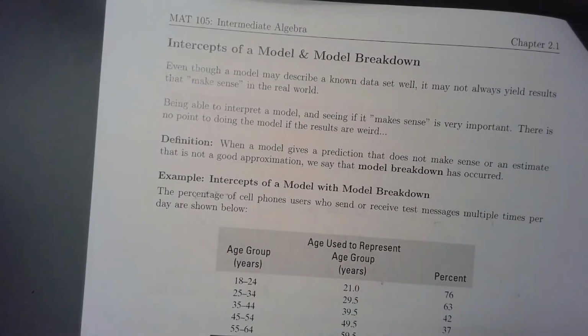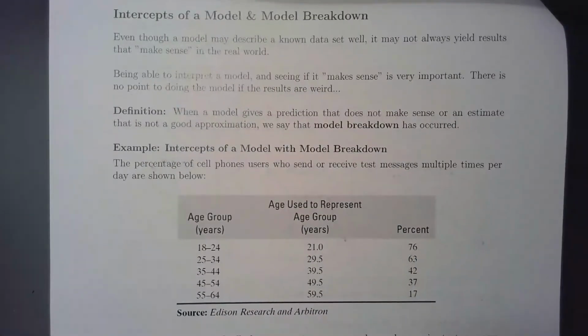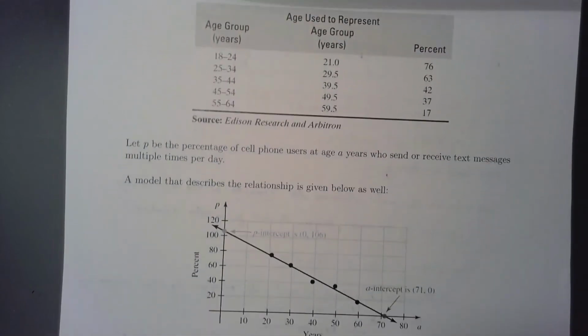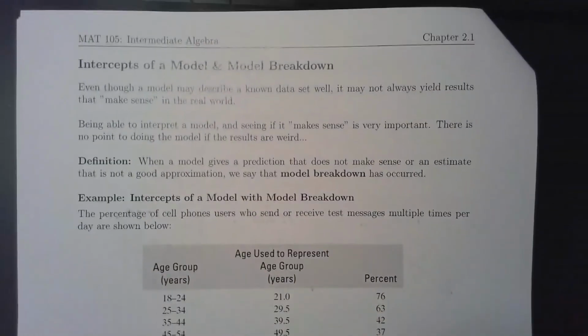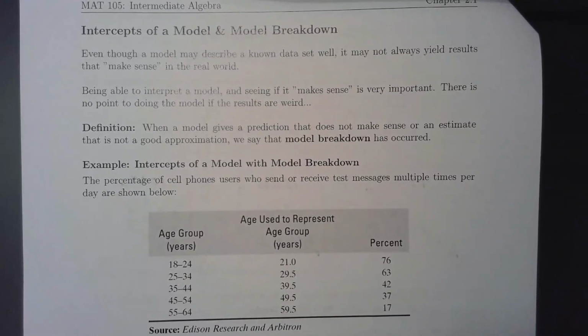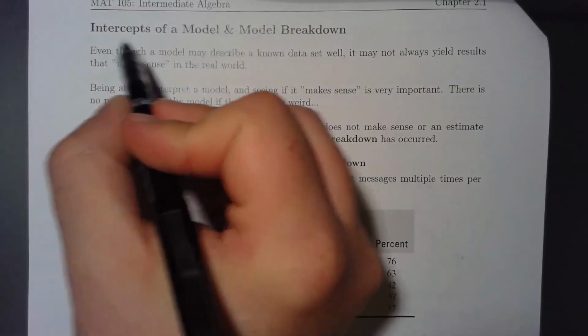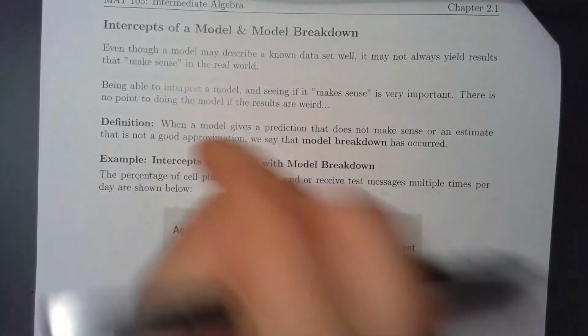Now, intercepts of a model and model breakdown. The last topic in this section deals with intercepts of a model and model breakdown. So what is that? Well, we know what the intercepts are. The intercepts are the points where the graph crosses the x or y axis.